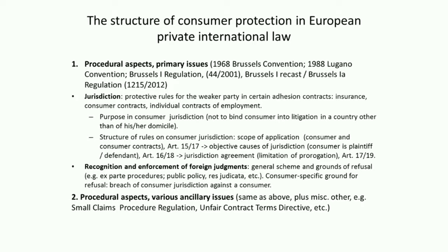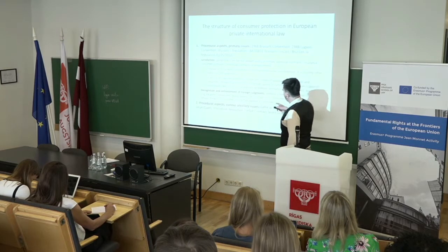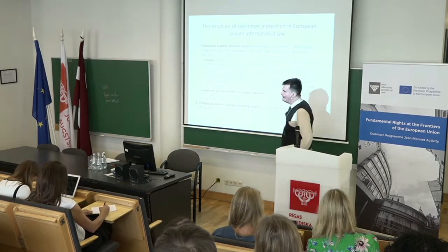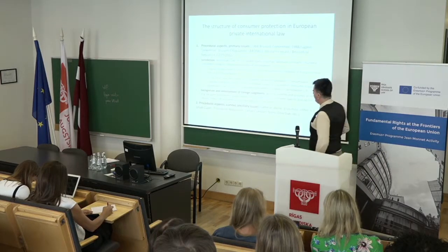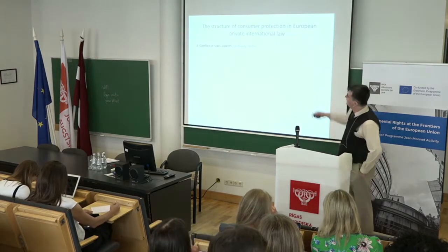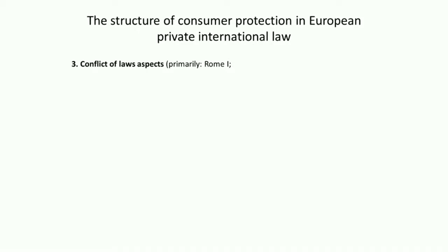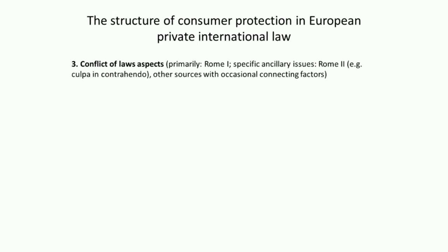Now, once we sorted out the jurisdiction, and whether or not the judgment can, either in a real case or just hypothetically, be recognized and enforced against the defendant, then we come to the conflict of laws aspect. This takes us back to the previous presentation by Professor Lorente, primarily Rome I, and then some specific ancillary issues, either in the list of legal sources that you mentioned. I also included Rome II for culpa in contrahendo. It's so specific and so exceptional, but still in principle it could come up.